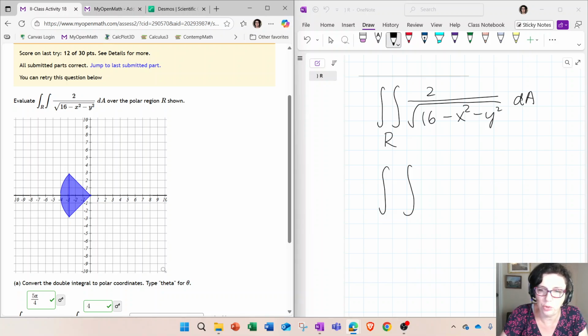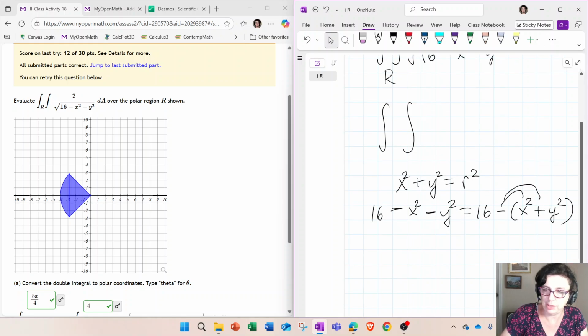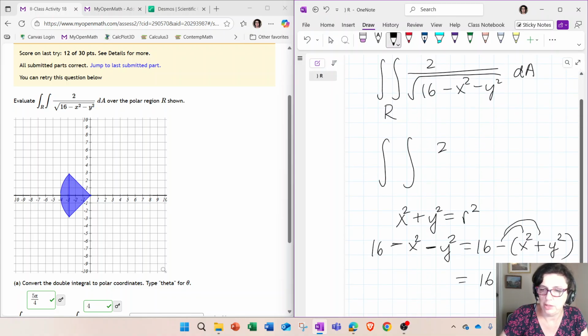So we're integrating 2 divided by square root of 16 minus x squared minus y squared. So you should know that in polar coordinates, x squared plus y squared equals r squared. So how can you simplify this expression? How can you convert that to polar? Well, if you take out the negative, then you're going to get x squared plus y squared. Remember, the negative will get distributed and that will result in these two minuses. So this thing will just become 16 minus r squared, right?